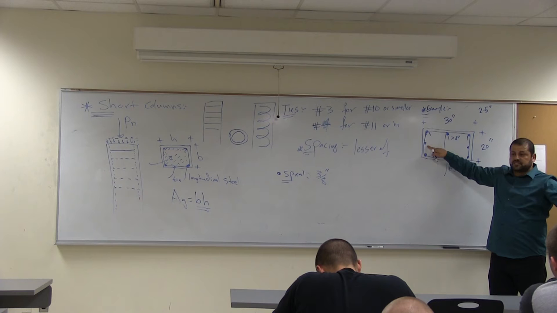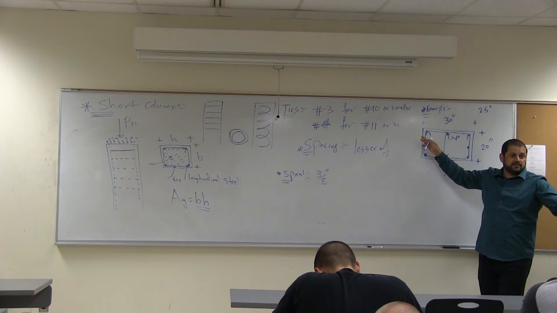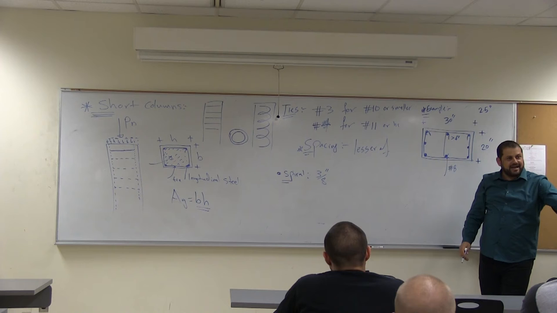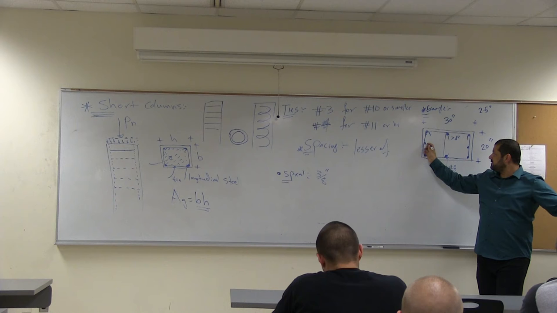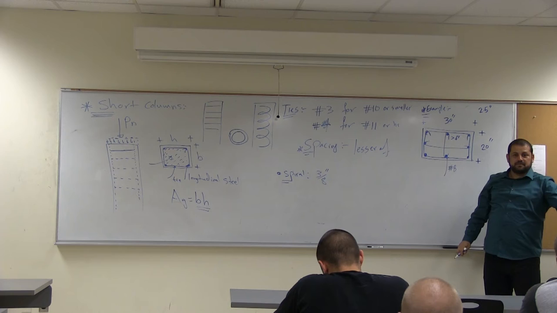Let's check. 20 minus 5 is how much? 15, right? Divided by 2, 7.5. Minus half the bar, 6.5. The clear, right? So it needs confinement. This one needs confinement too. Here. So we provide this one, right? We provide this one.